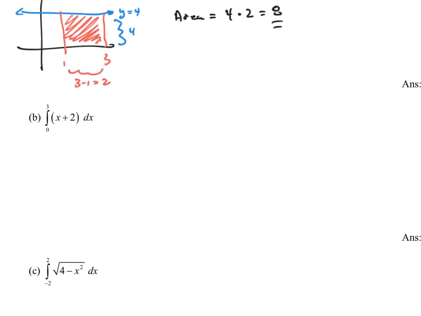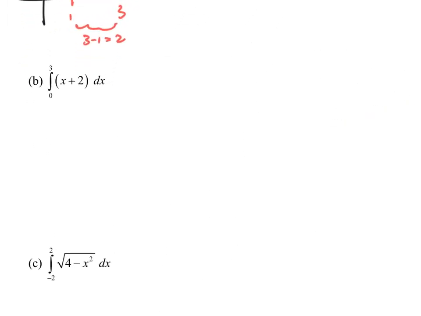Let's look at this next one. Let's consider the function x plus 2 on the interval from 0 to 3. So what does x plus 2 look like? It's just a diagonal line, right? If we plug in a 0, that would be the point (0, 2), at x equals 0. Then we could go out to x equals 3, and if we plug in a 3, 3 plus 2 would be 5. So that would be the point (3, 5).